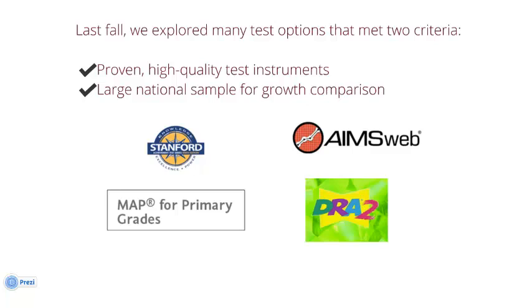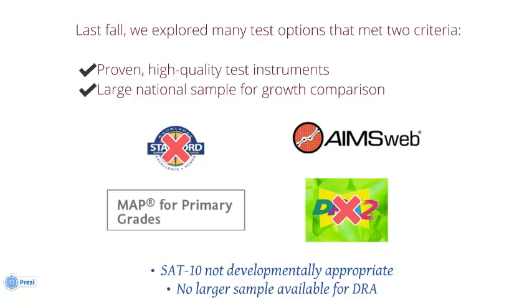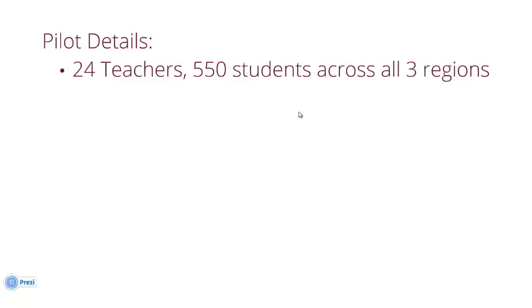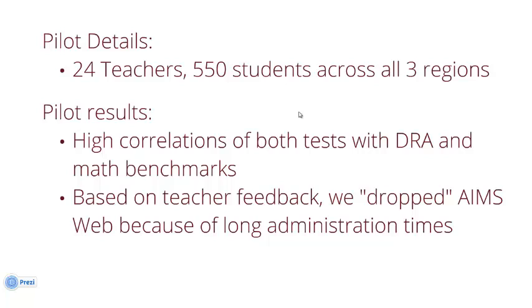We got feedback from coaches and from teachers, and we looked at these tests, and we ended up ruling out SAT-10 because it wasn't appropriate to give a 50-question bubble test to a kindergartner. We also ruled out DRA because at the time we didn't have a larger sample available, and so we weren't sure how we would calculate relative growth over time using DRA. So we went forward with this pilot of both MAP and AIMSweb. We had 24 teachers sign up in K-2 across all three regions, about 550 students. And here's basically what we learned.